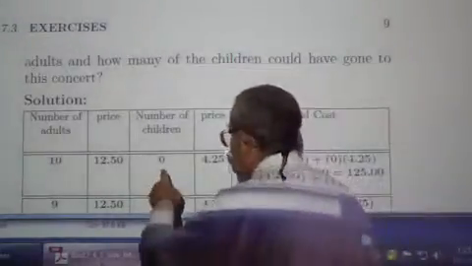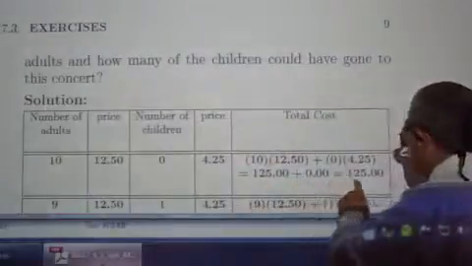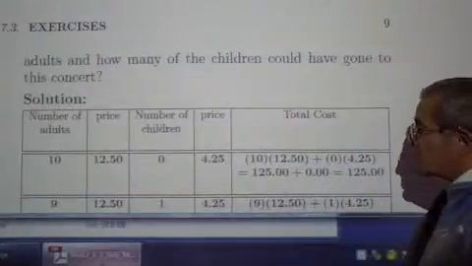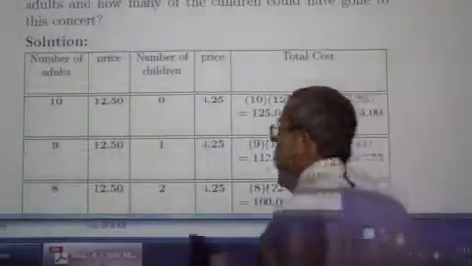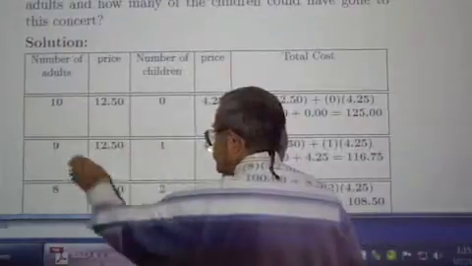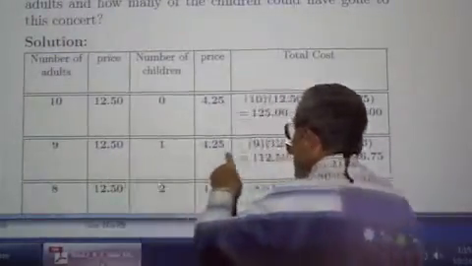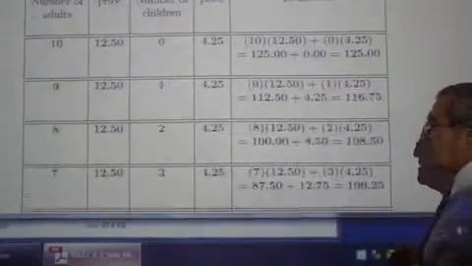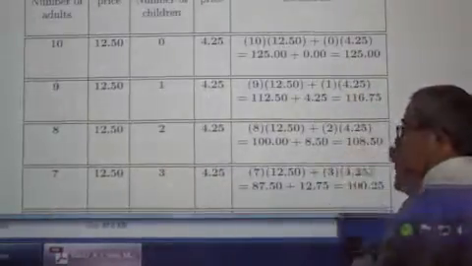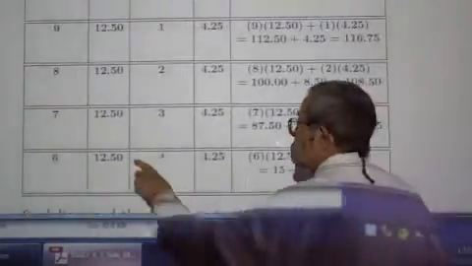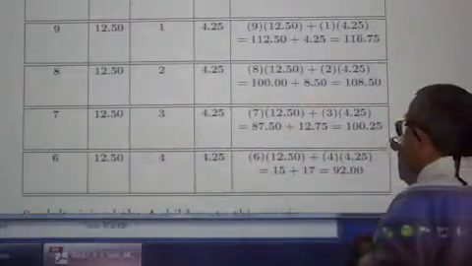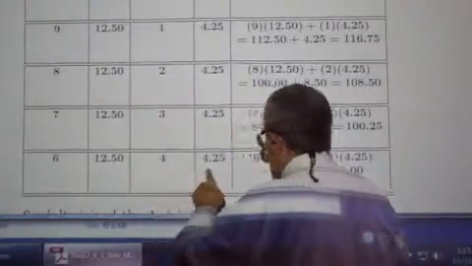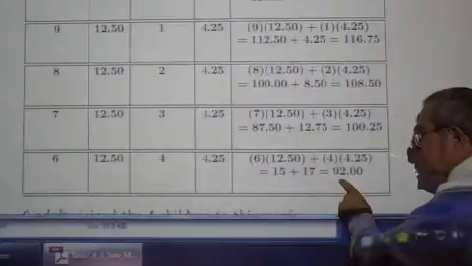A total of 10 adults and no children would cost you a total of $125. We had $92, so that's not the combination that I'm looking for. If you had 9 adults and 1 child for a total of 10 people attending the concert, you would have to pay for the adults this much, the children this much, $116.75. 8 adults and 2 children, $108.50. 7 adults and 3 children, $100.25. And finally, 6 adults and 4 children. This is the number you were looking for, 92.